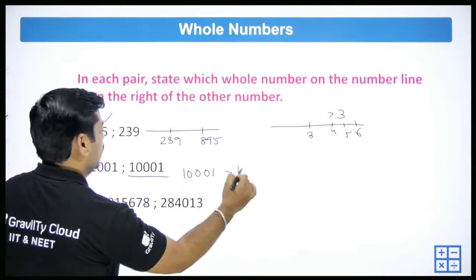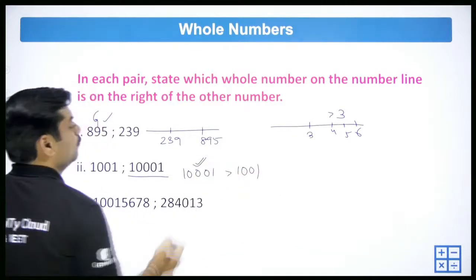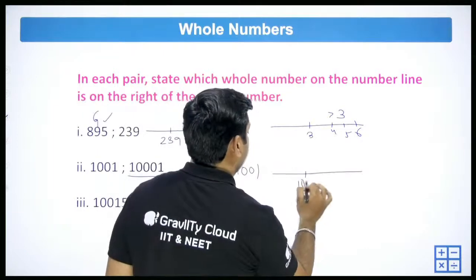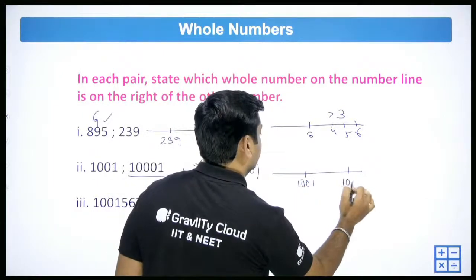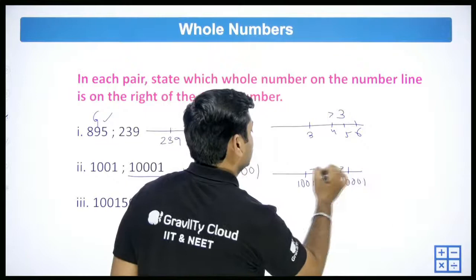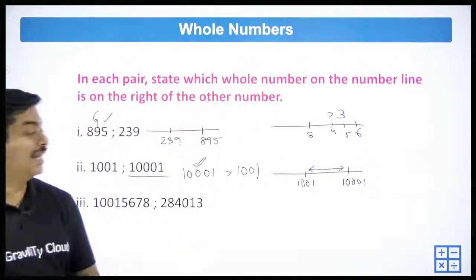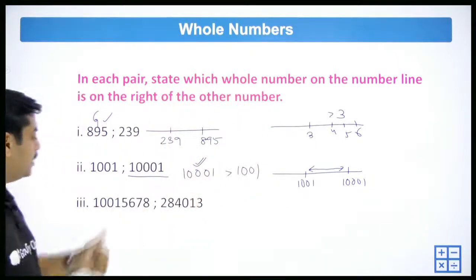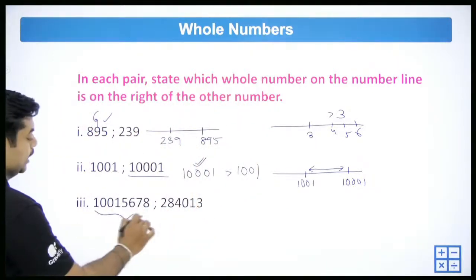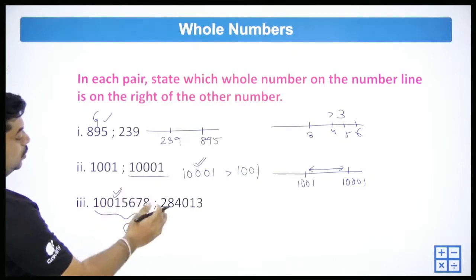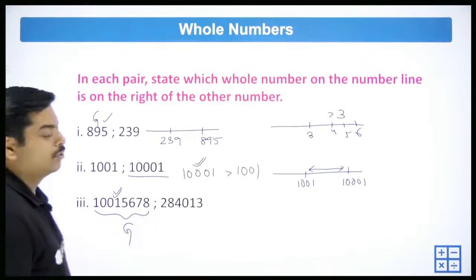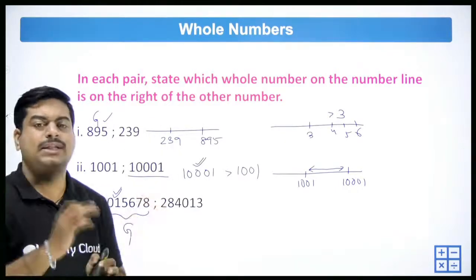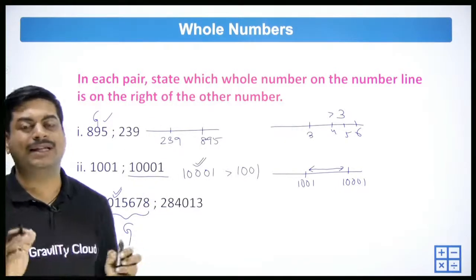10,001 is greater than 1,001. So 10,001 will be to the right on the number line. If you take the number line, this is 1,001 and this is 10,001, and we have a lot of numbers in between them. So 10,001 is to the right side of 1,001. Next one, again the same thing. This is the greatest number, so this will be to the right of the number 2,84,013. It's very simple. Just see which is greater, which is the least, and from there you can get the answers.